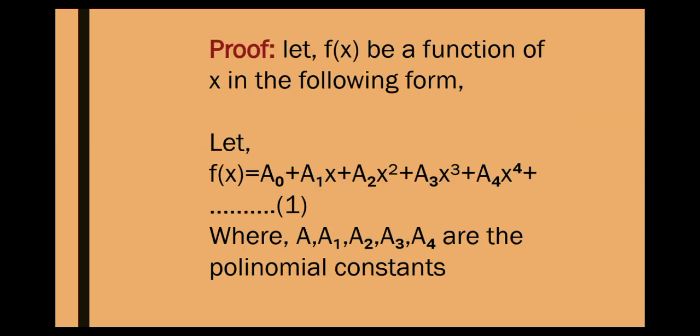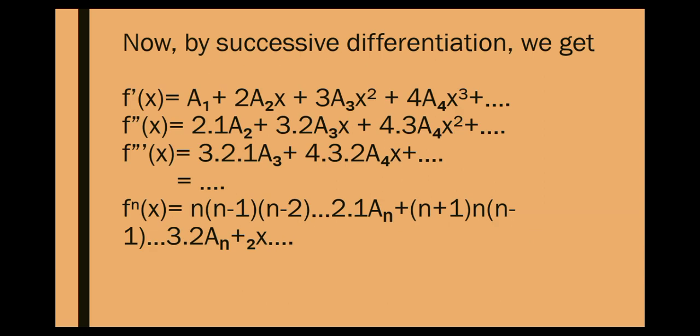So friends, we now see the proof of Maclaurin's theorem. Let f of x be a function of x in the following form. Let f of x equals a0 plus a1 into x plus a2 into x square plus a3 into x cube plus a4 into x raised to 4 plus up to so on, and giving it equation number 1, where a0, a1, a2, a3 and a4 are the polynomial constants.